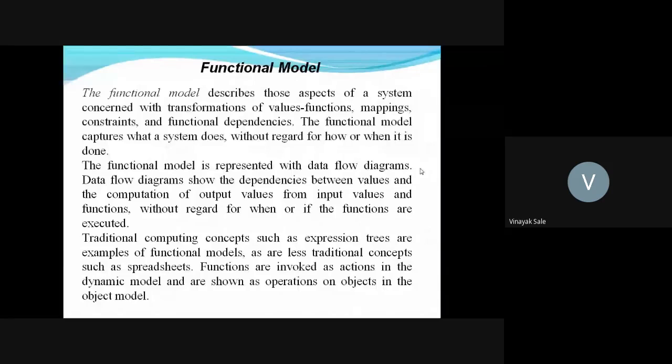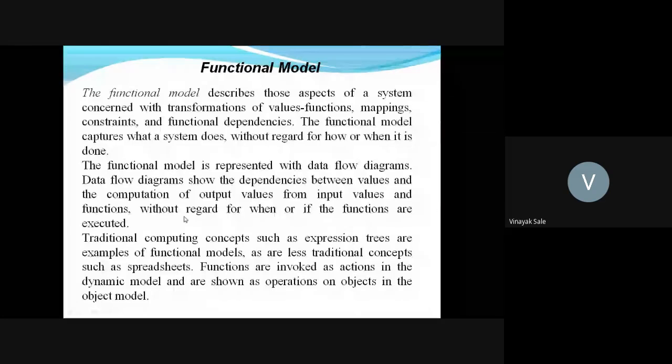Traditional concepts such as expression trees are examples of functional models, as are less traditional concepts such as spreadsheets. Functions are invoked as actions in the dynamic model and are shown as operations on objects in the object model.